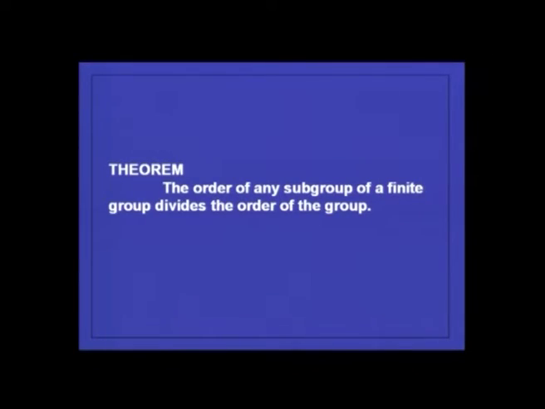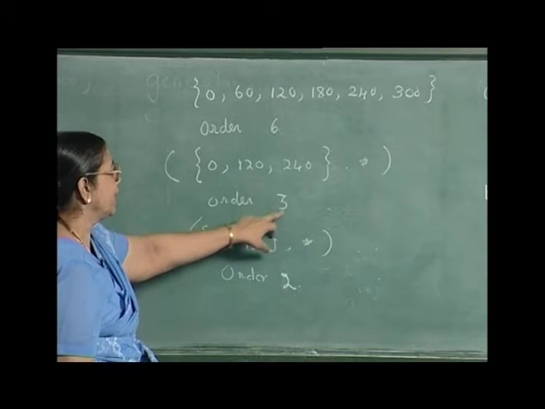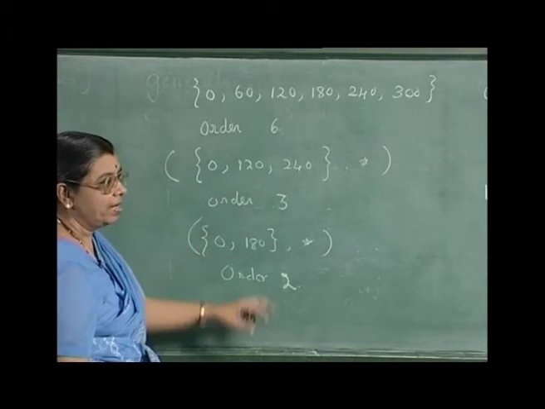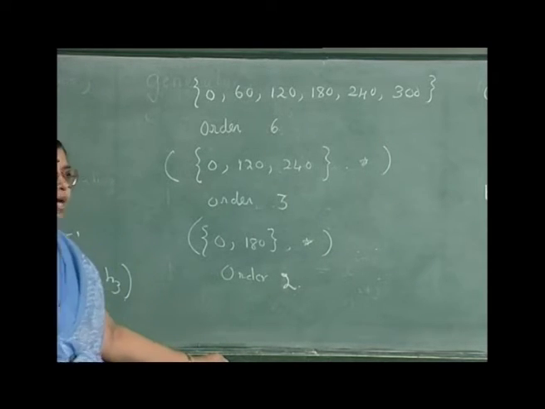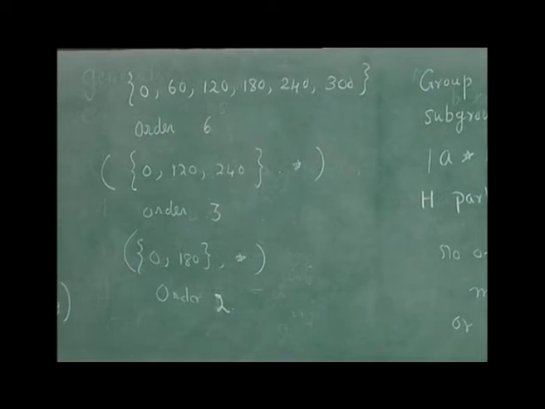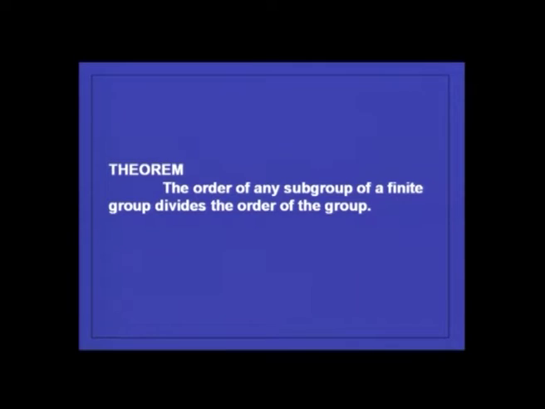And this example again illustrates this. This group has order 6, you have two subgroups, one of order 3, 3 divides 6, and another subgroup of order 2, 2 divides 6. Any other example you can take and verify. If you have a group of a finite order and a subgroup of that, then the order of the subgroup will divide the order of the group. This is known as Lagrange's theorem.